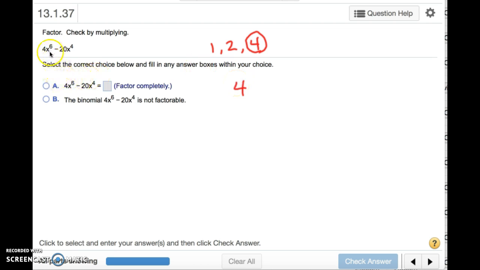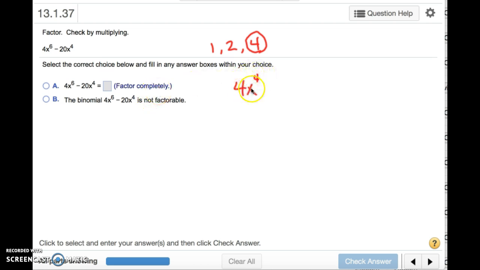And then I have to look at the x's. This one has 6 x's, this one has 4 x's. So the most that they have in common is only 4, so it's going to be x to the 4th. Now, this question is going to ask me to factor it completely, not just find the greatest common factor.